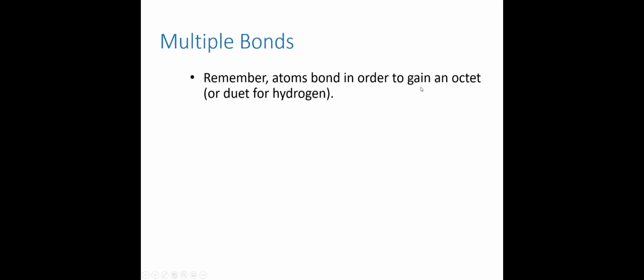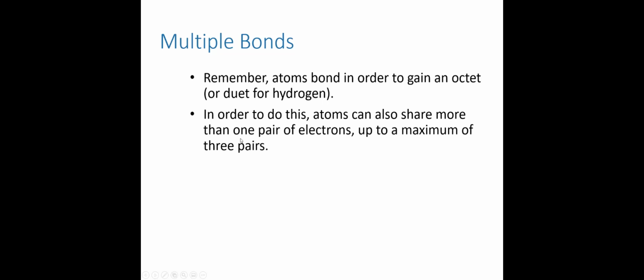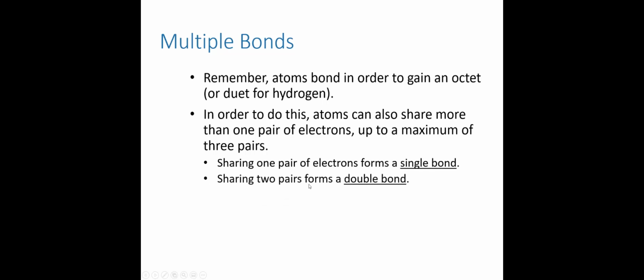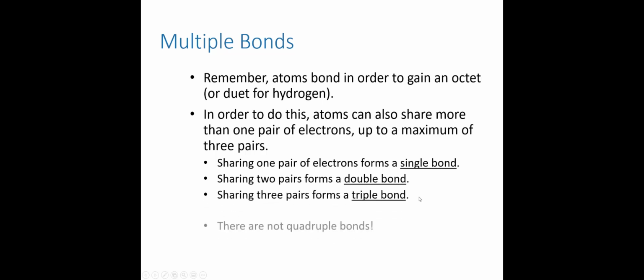So we want to get to an octet for all atoms other than hydrogen, which want a duet. And sometimes it's not possible to do that just by sharing single pairs of electrons between atoms. So it is possible to share 1 pair, 2 pairs, or 3 pairs between nonmetal atoms. If we share 1 pair of electrons, we get a single bond. Sharing 2 pairs gives us a double bond, and sharing 3 pairs gives us a triple bond. There are no quadruple bonds or anything higher when we look at the bonds between nonmetals, like we do in this chapter.